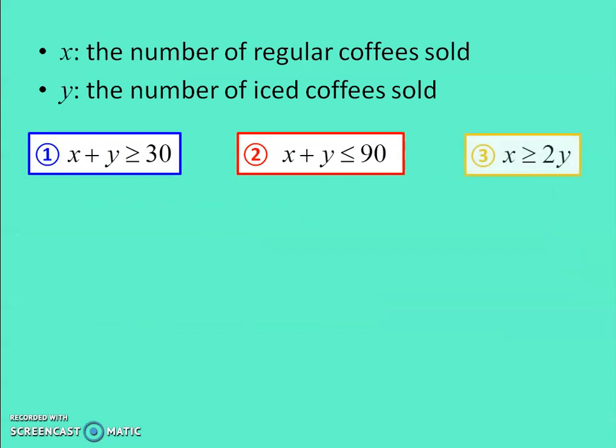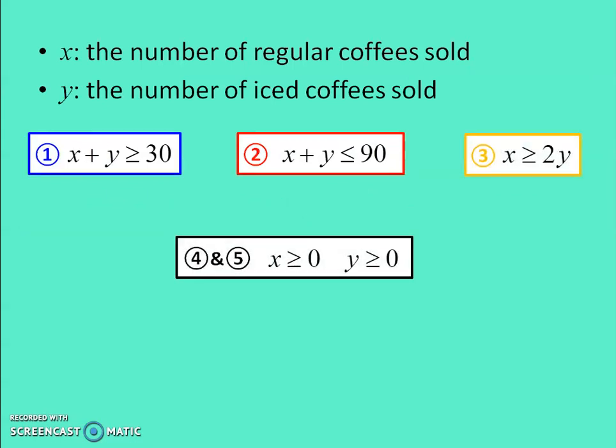There's 1, 2, and 3. The last two are that X and Y both have to be greater than or equal to 0. In just about every word problem we'll do, you can't have a negative number of items. You can't have a negative number of regular coffees or a negative number of iced coffees. So we add in that X and Y both have to be greater than or equal to 0. That will come into play in many examples.